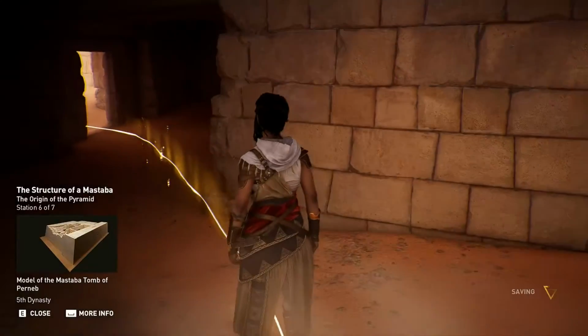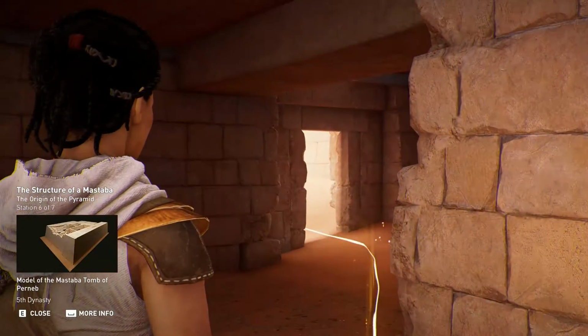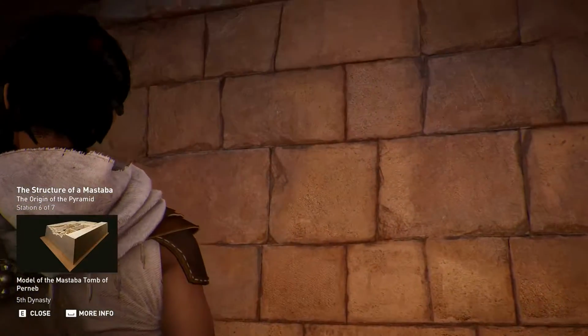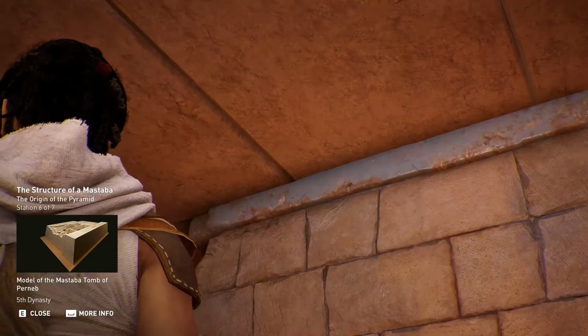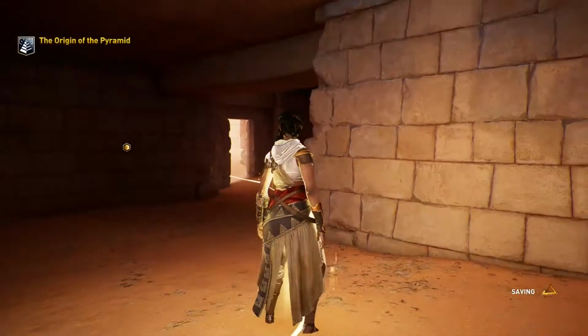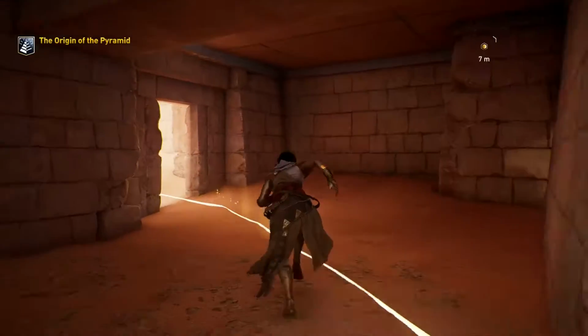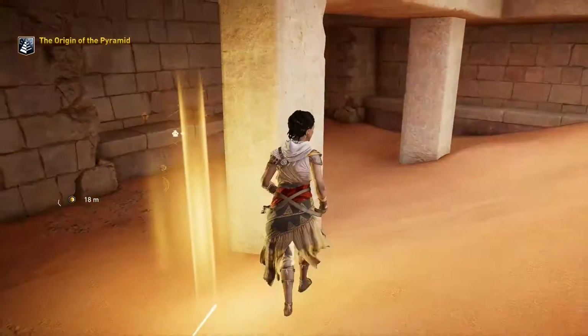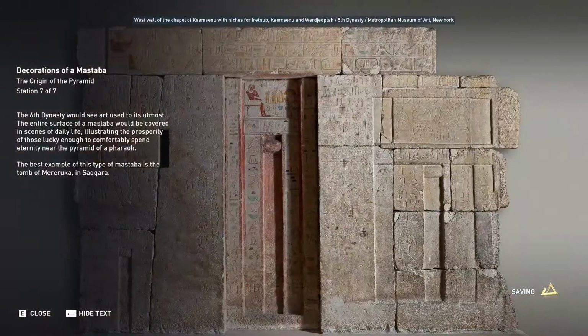The arrangement of the substructure of the mastaba evolved during the course of the Old Kingdom. From the 5th dynasty onwards, mastabas often featured multi-roomed substructures, with sometimes up to 30 rooms. Also, the quantity and quality of decorated surfaces increased.